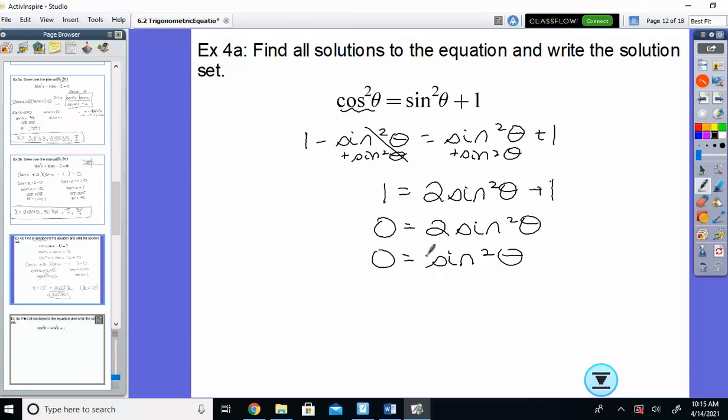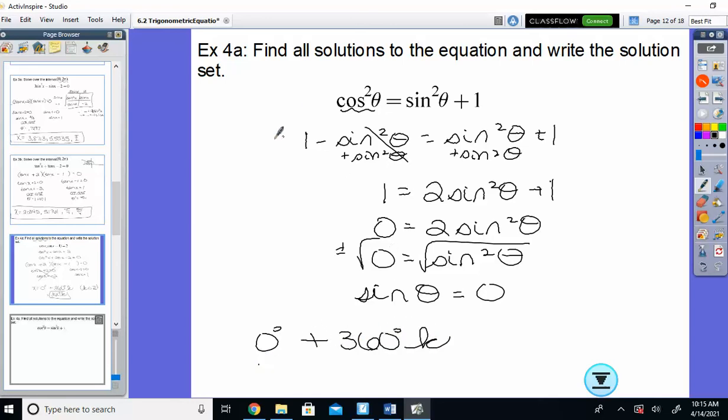How do you get rid of a square? Square root. With that we would do plus and minus, but plus and minus 0, they're both 0. So I'm just asking, when is sine equal to 0? At 0 degrees plus 360k because I asked for all possible. Sine is 0 one other time. Sine is the y, and at 180 plus 360k, where k is an integer value.